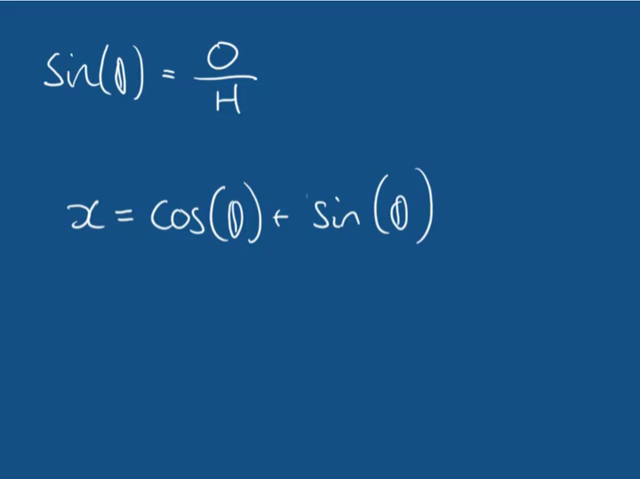We could take this, and if we knew the opposite and the hypotenuse, we could replace the unknown part of the equation with something that we do know. So we could say x is equal to the cosine of theta plus the opposite over hypotenuse. Again, this is just a completely arbitrary demonstration with no practical purpose whatsoever.